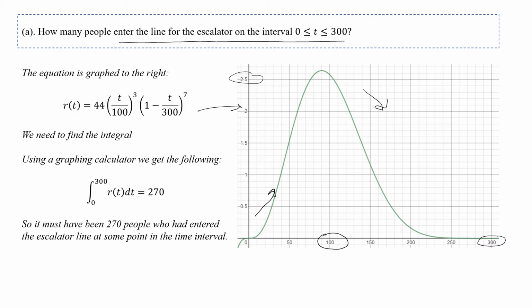So to figure out how many people entered onto this escalator, all we have to do is find the integral. We do the integral from 0 to 300 of this function, r(t), and we get 270. So there must have been 270 people who entered the escalator during this time period.